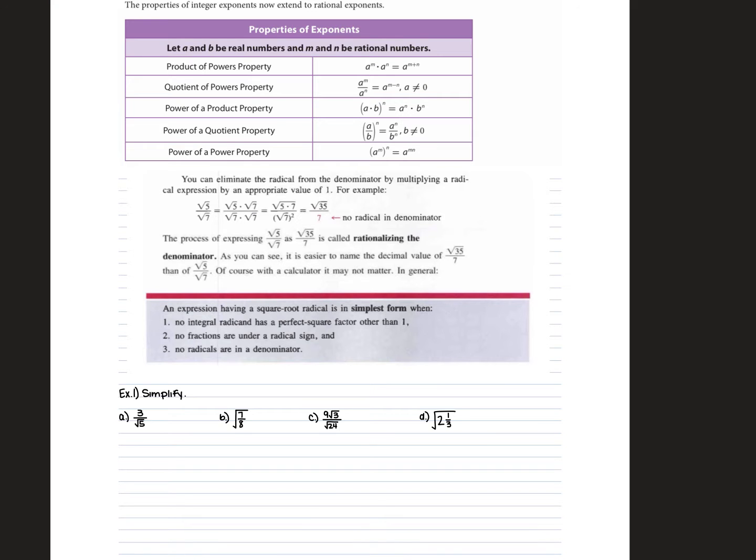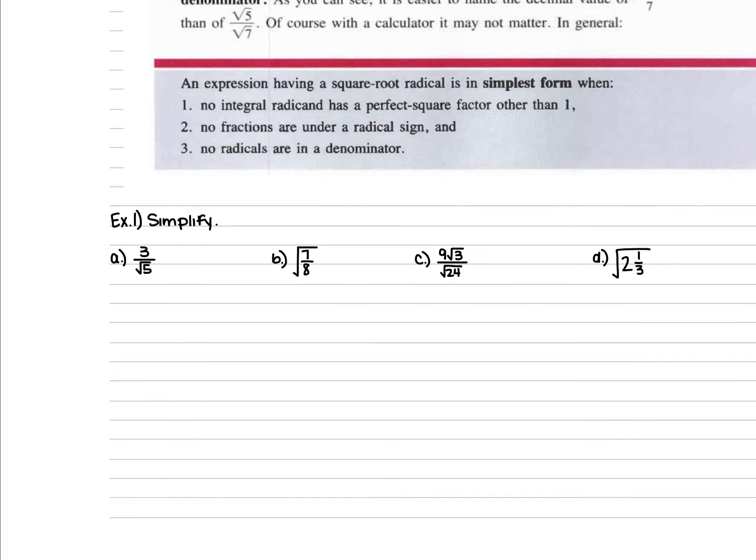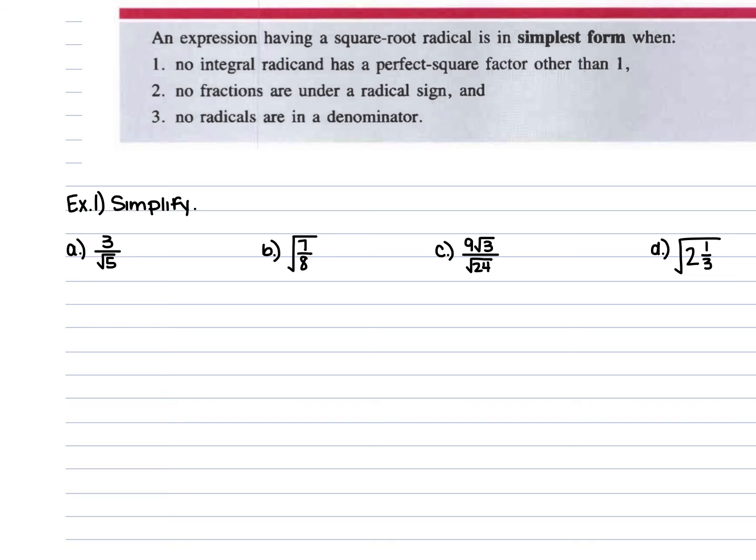So if we look at example 1, we have for A, 3 over the square root of 5. We have to rationalize this denominator, so we're going to multiply the top and the bottom by the square root of 5. That way we are not left with the square root in the denominator. So this is going to give us 3 square root 5 over the square root of 25. The square root of 25 is 5, so that's 3 square root 5 over 5.